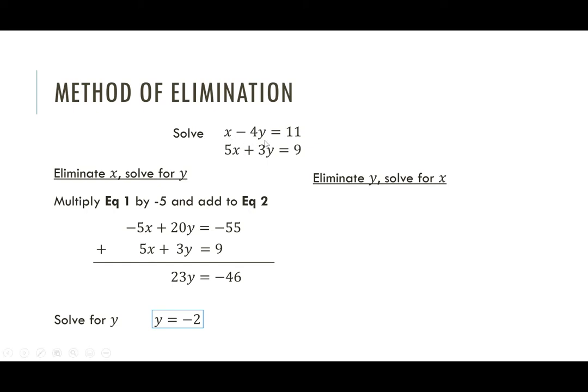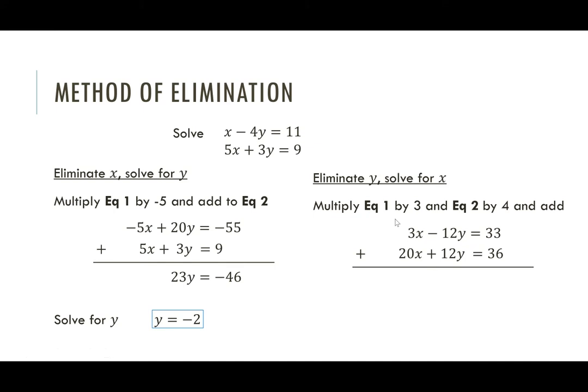So I think I will multiply this first equation by 3 and the second equation by 4, and then add them together. If I multiply this first equation by 3, I'll get 3x minus 12y equals 33. Multiplying this second equation by 4, I'll get 20x plus 12y equals 36. And add them together. Now the y's cancel, because that's why I did it this way.